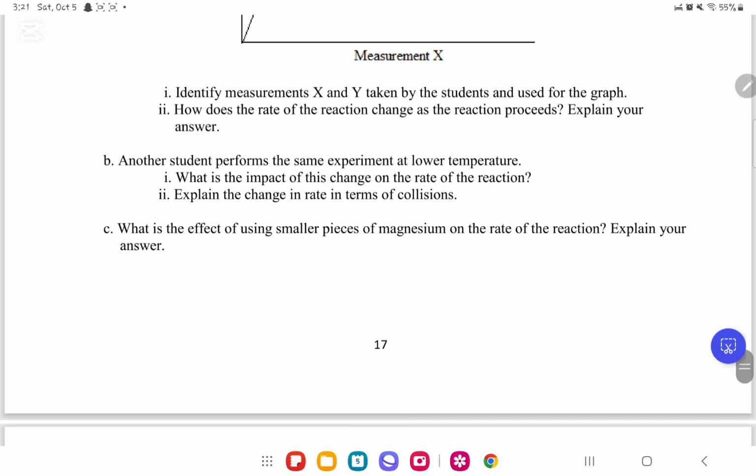Now, B. Another student performs the same experiment at a lower temperature. If he did it with a lower temperature, the reaction rate will decrease. So that's the impact of this change on the rate of the reaction. Now explain this change in terms of collisions.